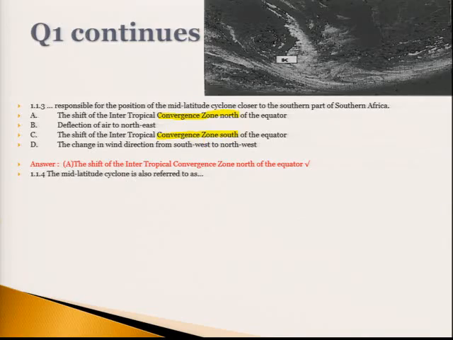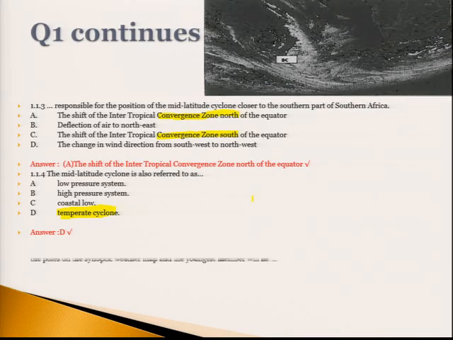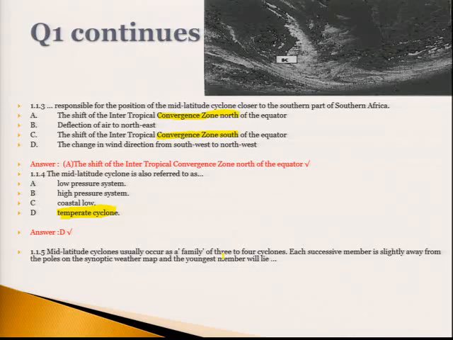Let's go to the fourth question. The mid-latitude cyclone is also referred to as what? Is it a low pressure, a high pressure, a coastal low pressure, or a temperate cyclone? Different names, just like in terms of tropical cyclone. If you don't want to say mid-latitude cyclone, you could say they are also known as temperate cyclones. Let us proceed directly to question number 5.